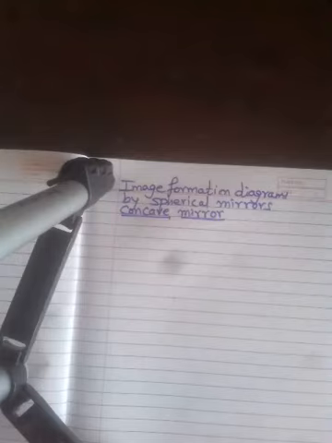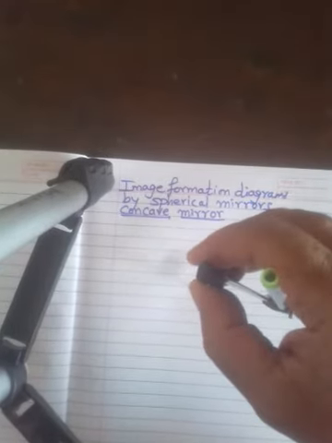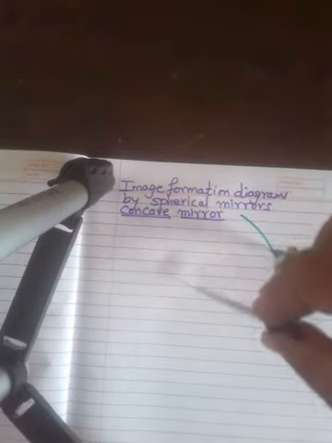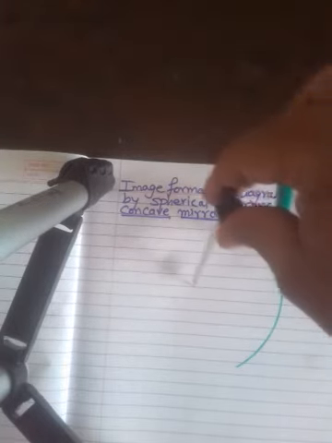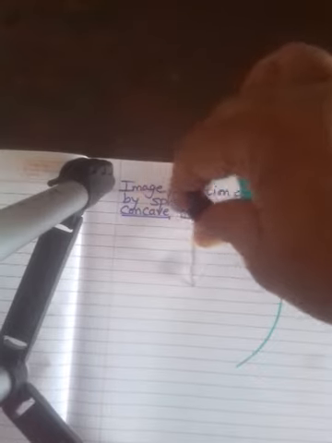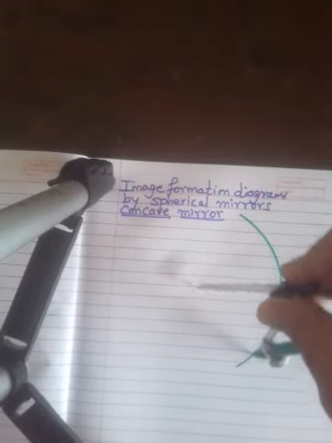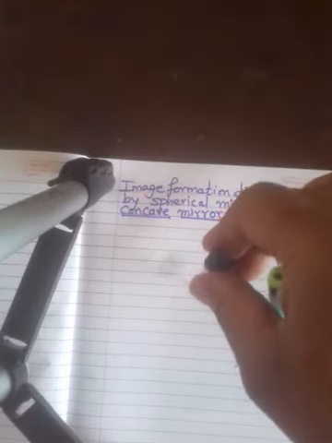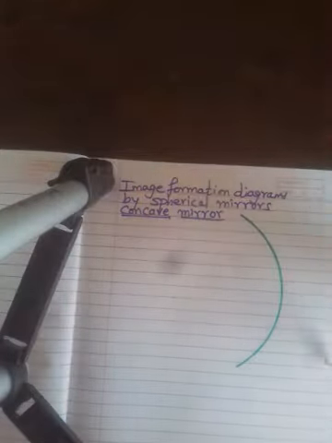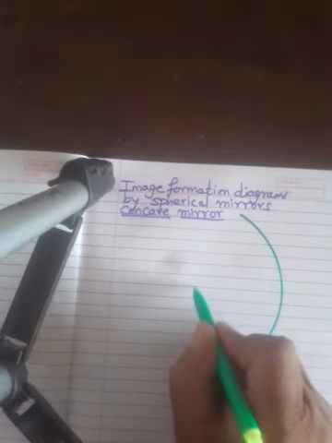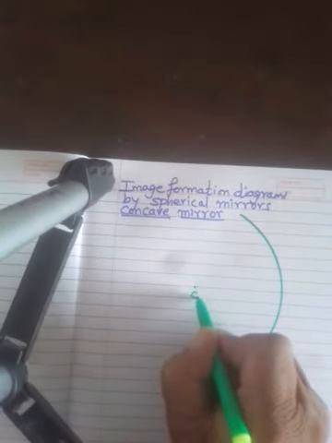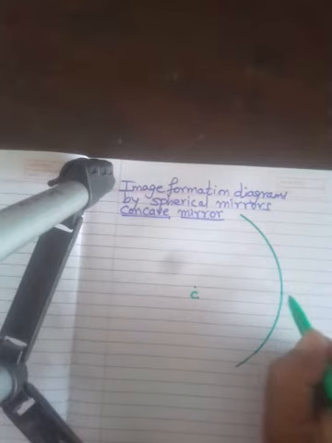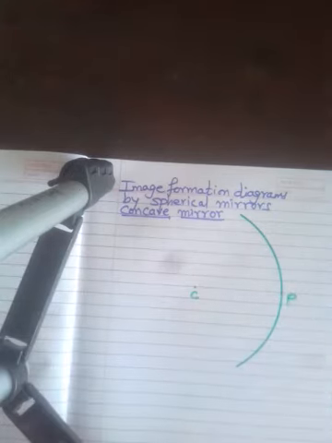To draw the image formation diagrams, first we'll draw one concave mirror. To draw the concave mirror, I have taken a radius of, say, 6 centimeters, for convenience. You can even take 4 centimeters or 3 centimeters also. This center I will mark as the center of curvature, and the center of the mirror I will mark as the pole of the mirror.